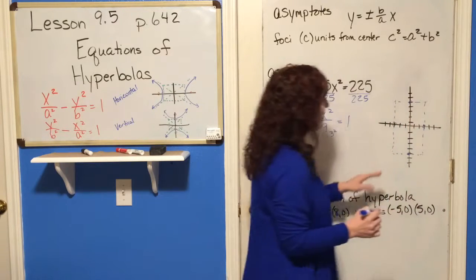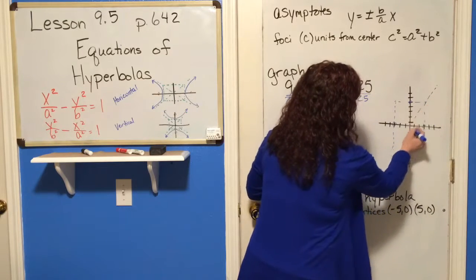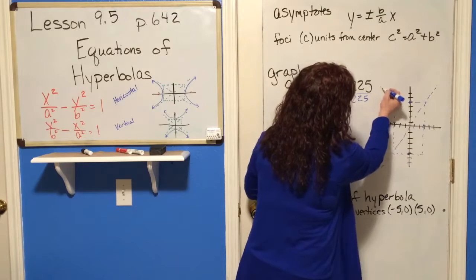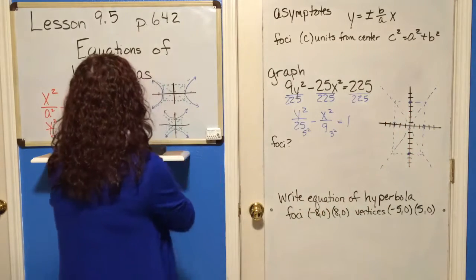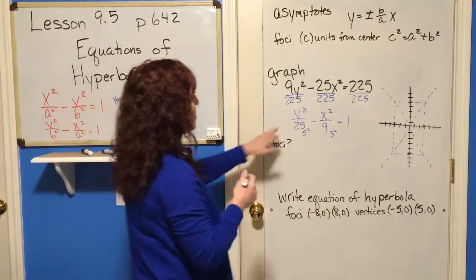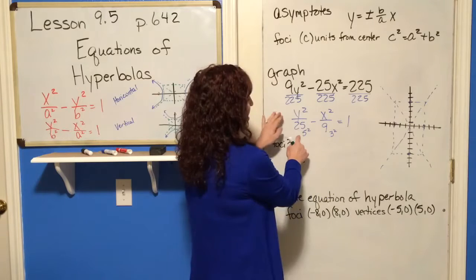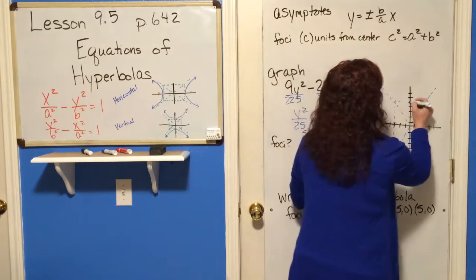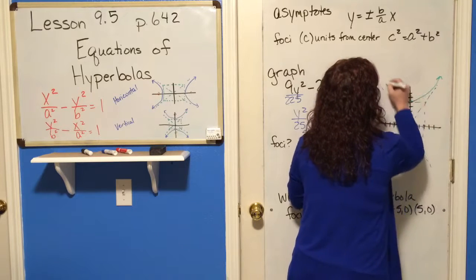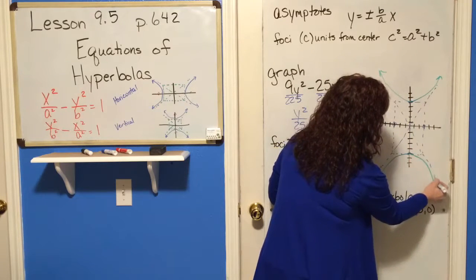Okay, and with this rectangular shape, now we create the asymptotes by going across. And once we've done that, we know that because the y is first, we're going to use the 5 on the y-axis as our vertex. And so here are our curves for our hyperbola.